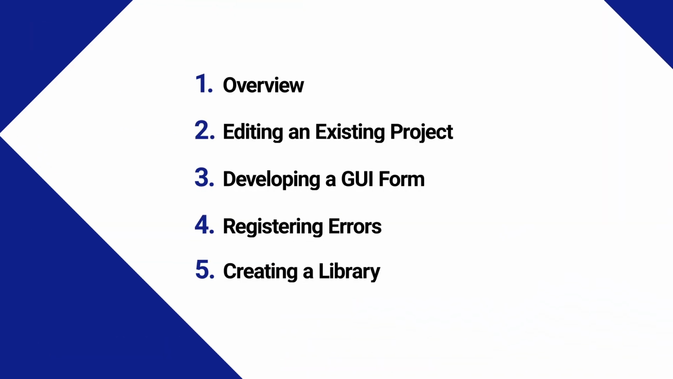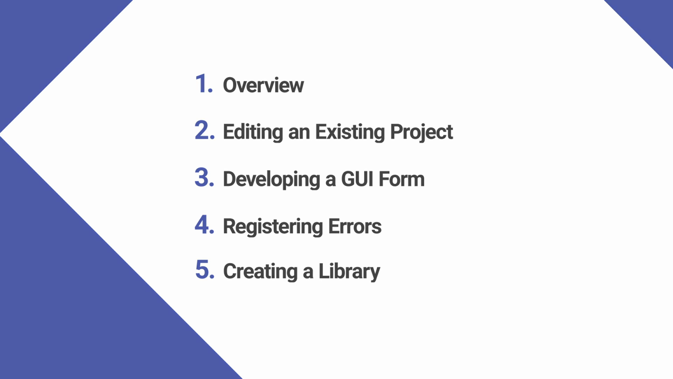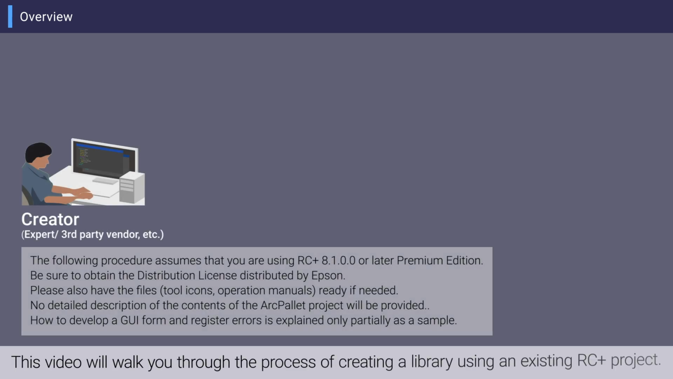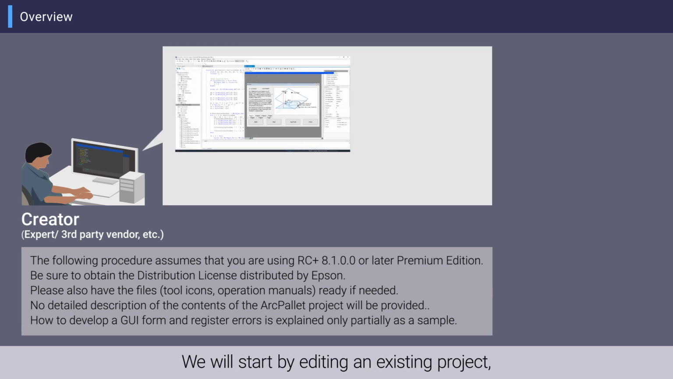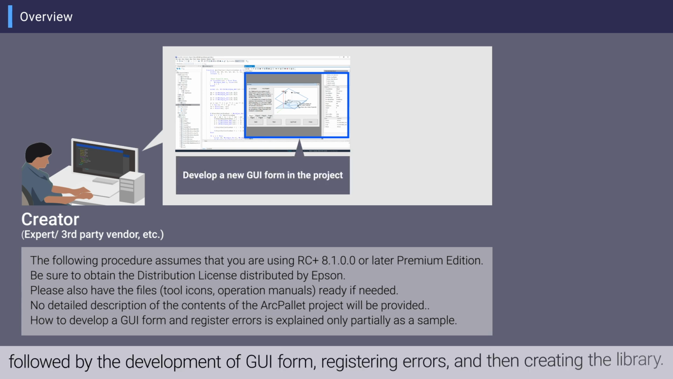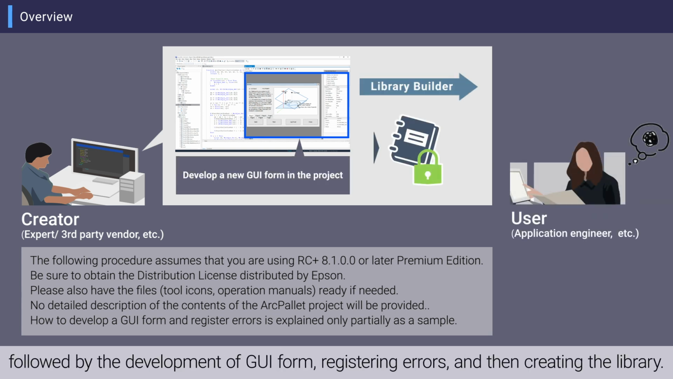This video explains the specific implementation steps of LibraryBuilder. This video will walk you through the process of creating a library using an existing RC project. We will start by editing an existing project, followed by the development of GUI Form, registering errors, and then creating the library.